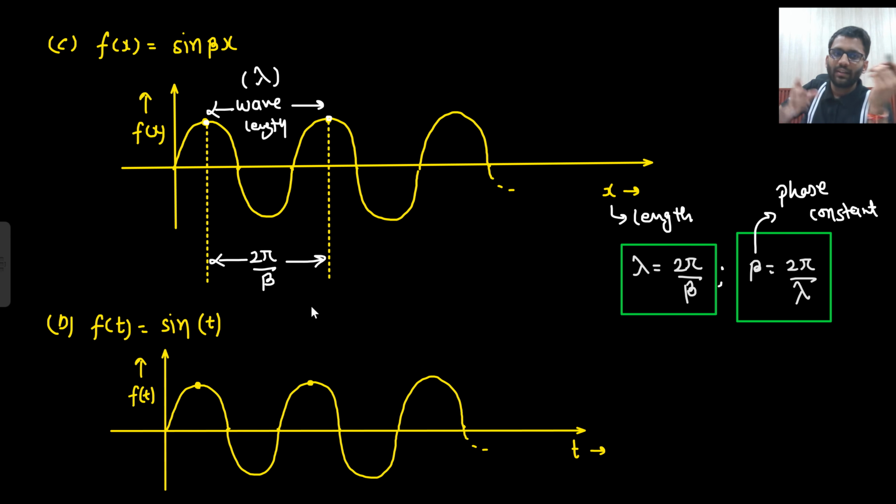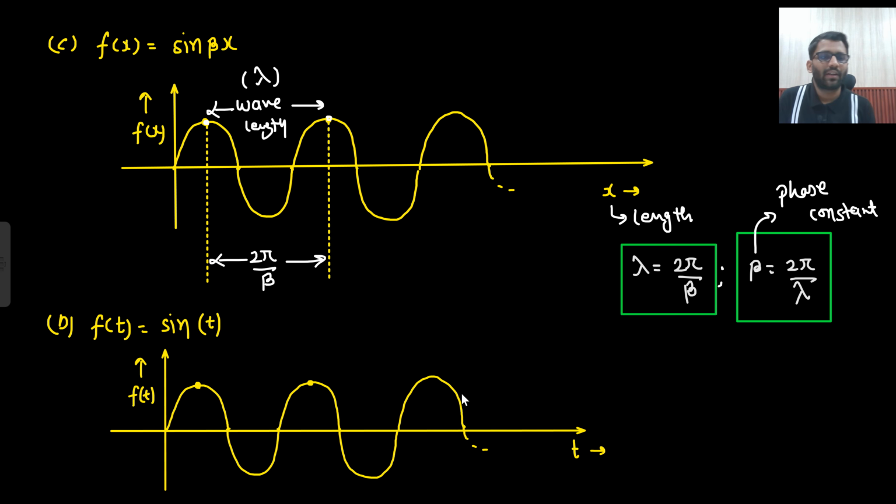What do you mean by wavelength? The same length of the wave is being repeated. That is your wavelength. This is your wave. So same wave is being repeated, same wave is being repeated. So this is known as wavelength, which is equals to 2 pi by beta. So did you get the formula here? Beta is known as phase constant. Why is it known as phase constant? What does it represent? When we study EM wave, it will be used there. So there you will understand more.